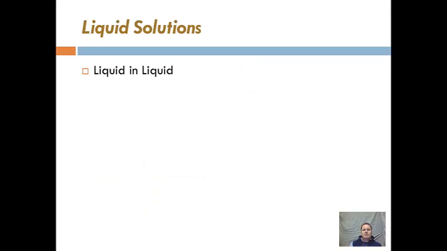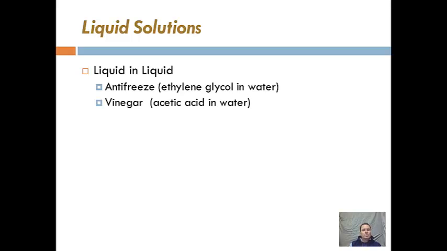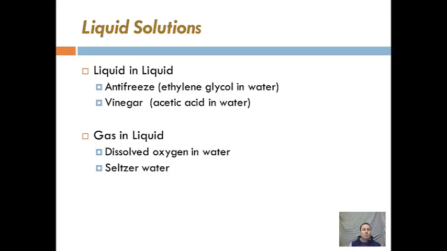If we go to liquid solutions, we have a liquid and a liquid. Something like antifreeze, which is ethylene glycol in water, or vinegar, which is acetic acid in water. If we have a gas in a liquid, one way we measure this is dissolved oxygen in water. When they want to test the health of a stream or a lake, one of the things they look at is dissolved oxygen. So that's a good example. Seltzer water, if you ever drink seltzer water, that's an example of carbon dioxide in water.